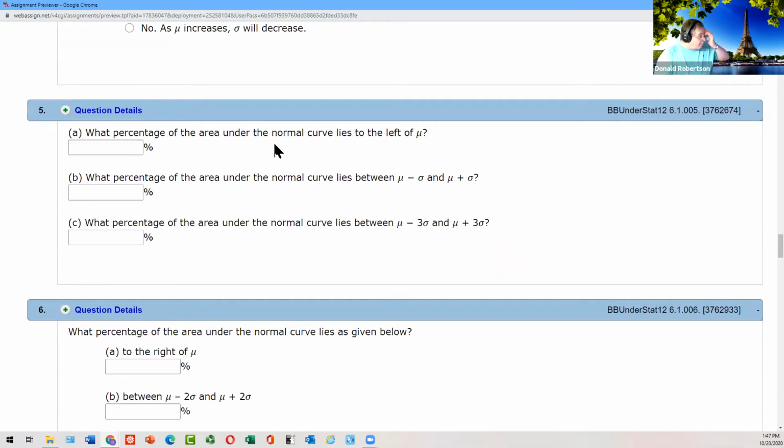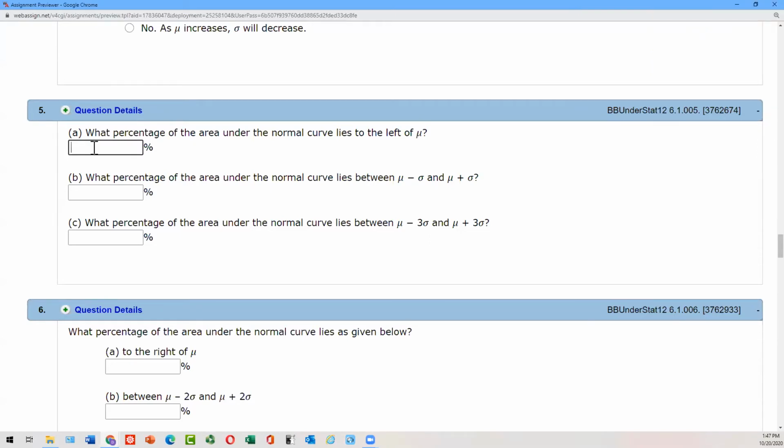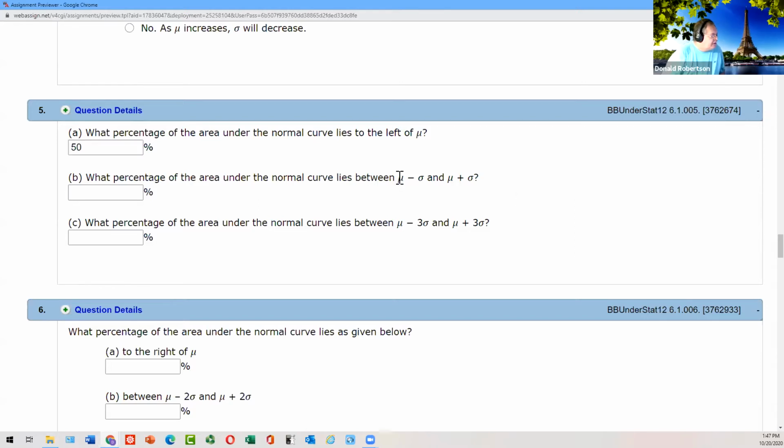Okay, what percentage of area under a normal curve lies to the left of the mean? So if you took a curve and you drew a line exactly where the mean is, how much of the shape would be to the left? 50%. Agreed. What percentage would be between here and here?